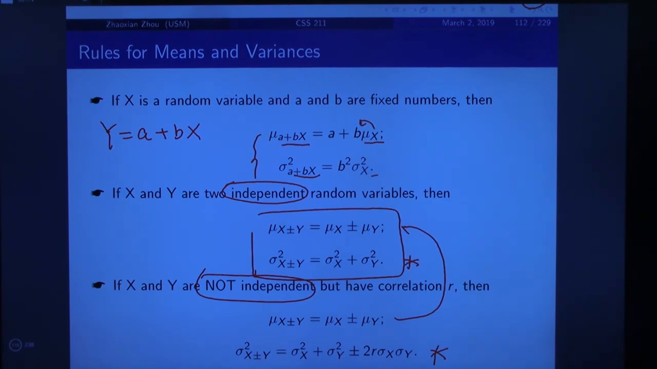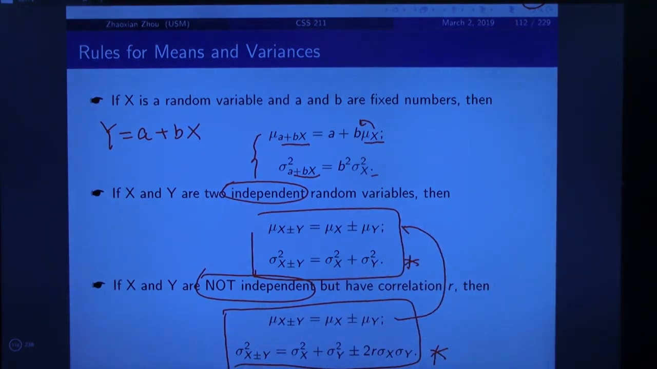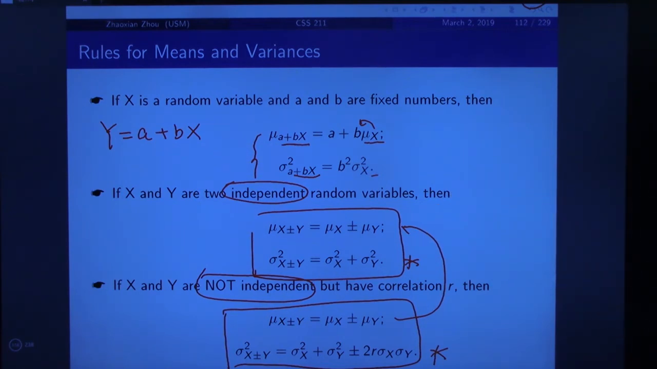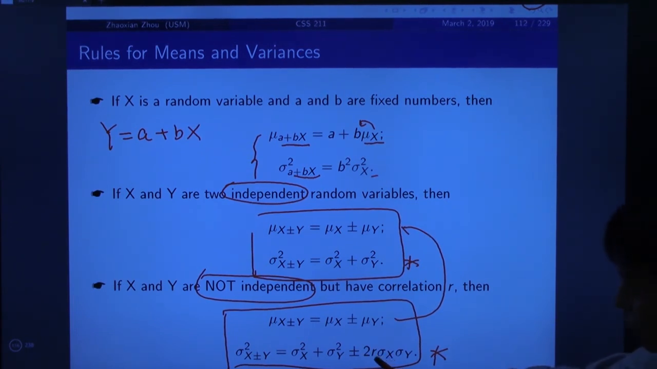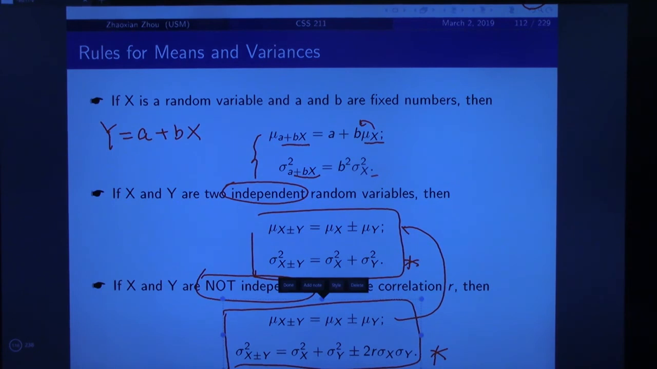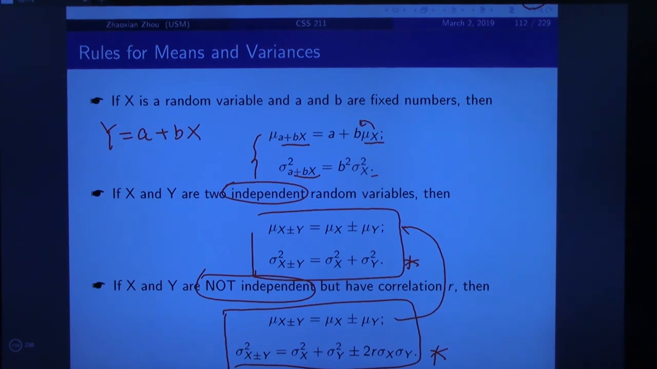Okay? So these two formulas are for dependent events, and these two are for independent events. We know that for independent events, because they are independent, they have no correlation. So that means the correlation coefficient r equals 0. If r equals 0 here, then this part is gone. So these two formulas actually reduce to this. So this one is more general. This one is just a special case of this formula. So you can just memorize this one. You don't need to care about this. In case r equals 0, then this term automatically goes to 0.